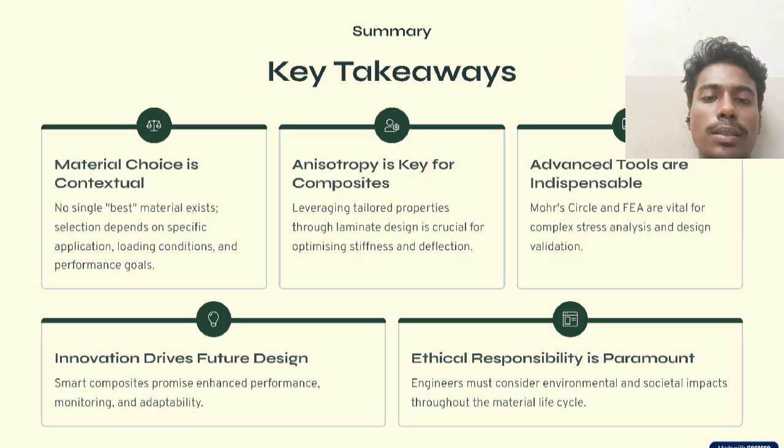Key takeaways, to summarize. First point: there is no single best material choice. It depends on the application and loading conditions. Second, composites offer a superior stiffness-to-weight ratio but require careful design. Third, tools like Mohr's circle and FEA are essential for accurate analysis. Fourth point: future innovation and smart composites will transform aerospace design. Ethical and environmental factors must guide material selection.